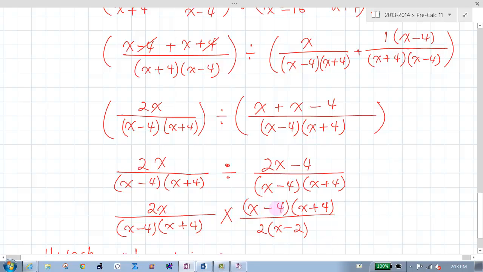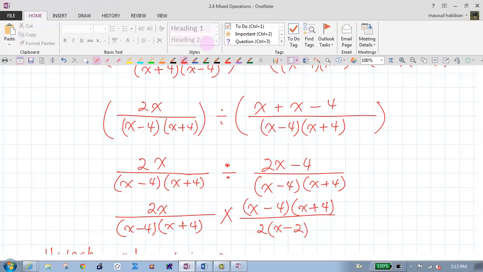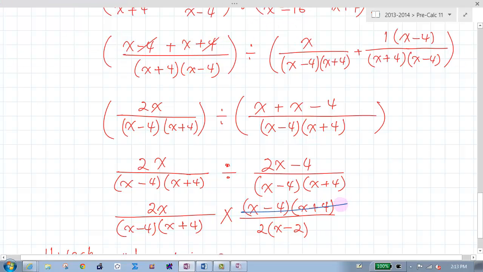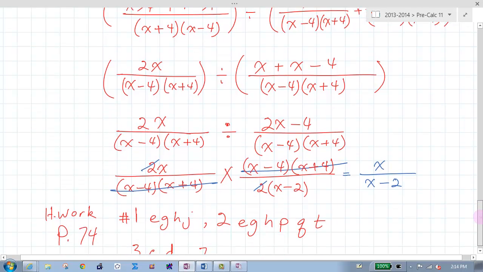Now we see that x minus 4 times x plus 4 is common in the denominator and the numerator, so we can cancel all of that out. And we end up canceling 2 from the numerator and the denominator, and we simplify it to x over x minus 2 as our final simplified form.